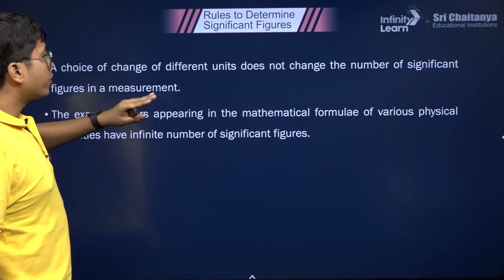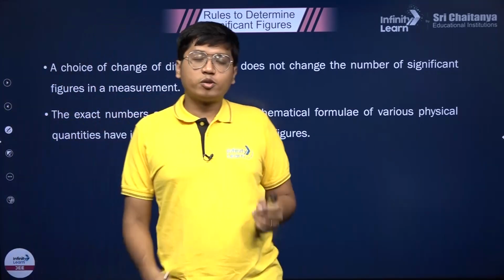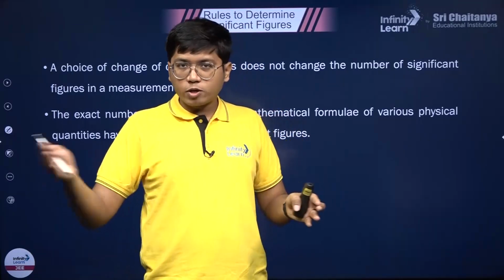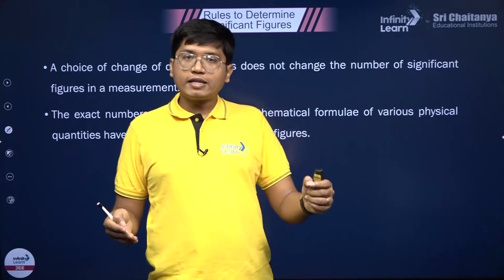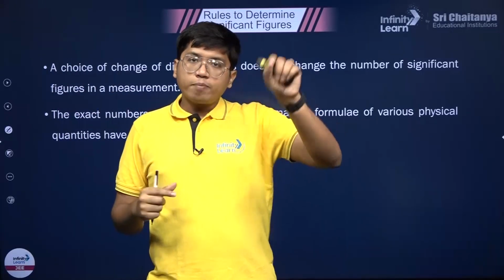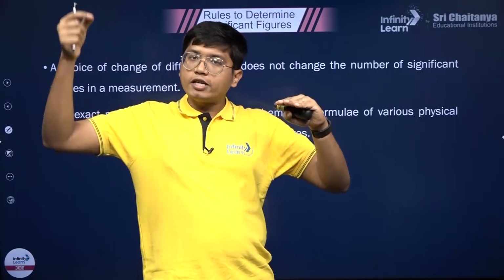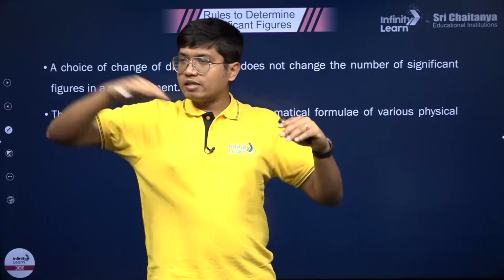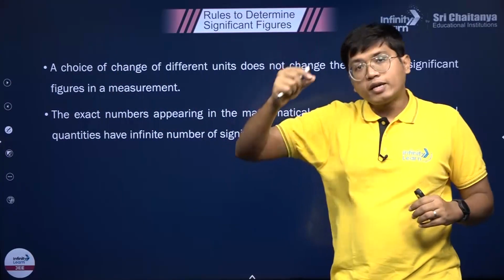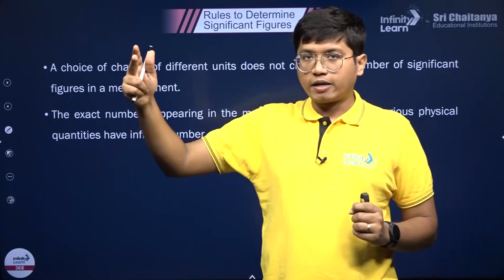The exact numbers appearing in the mathematical formula of various quantities have an infinite number of significant figures. So something like pi, we generally set pi at 3.14, but that is because we are rounding it off. But for mathematical figures, they actually go till infinity. Each term is significant, because if you keep on dividing, that 3.14 is 22 by 7, you keep on generating the numbers. It's a never-ending series. So each of the numbers is significant because you can exactly get them. You're not putting them randomly. Okay.